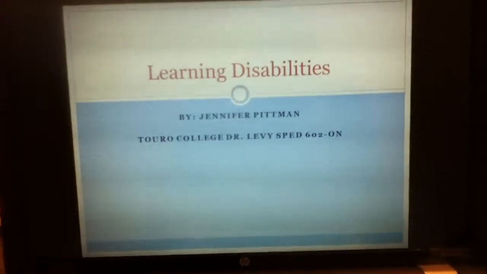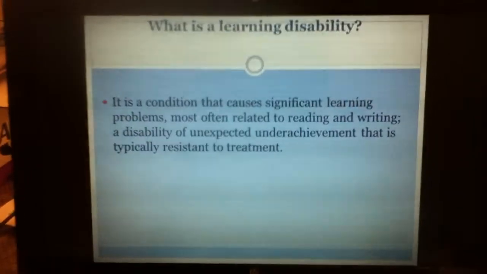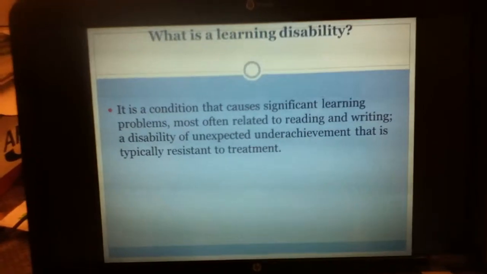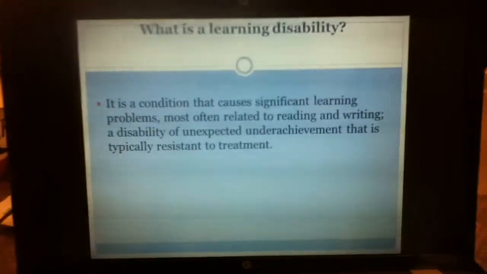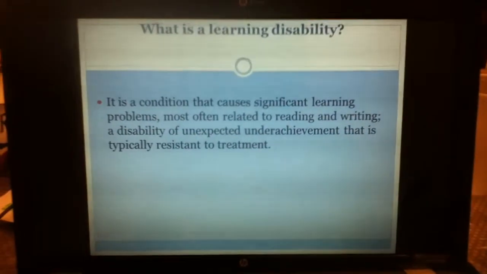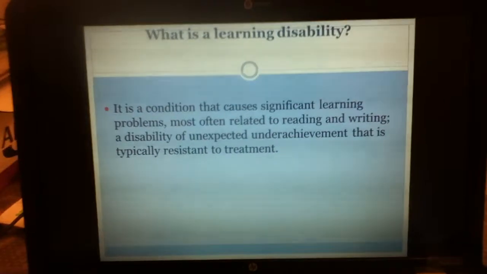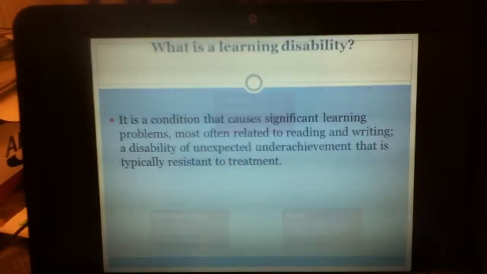Presentation on learning disabilities. What is a learning disability? It's a condition that causes significant learning problems, which are most often related to reading and writing. A disability of unexpected underachievement that is typically resistant to treatment.